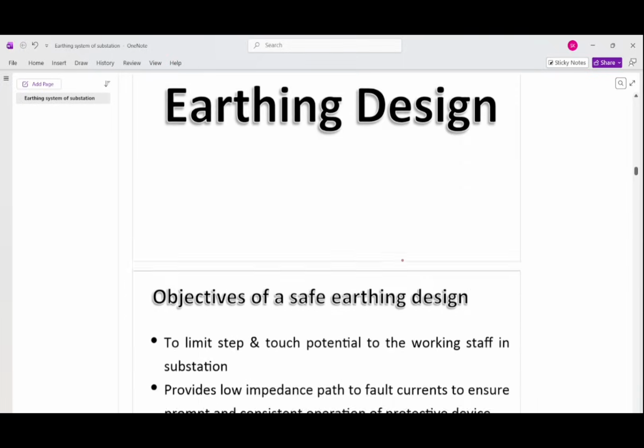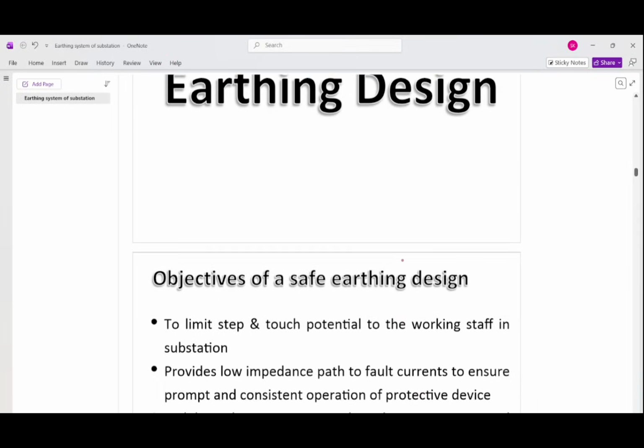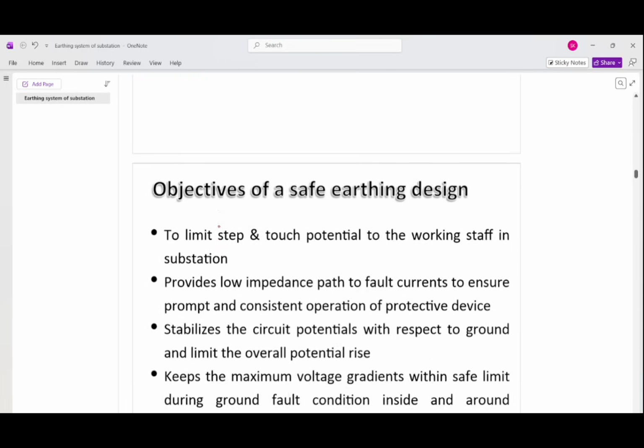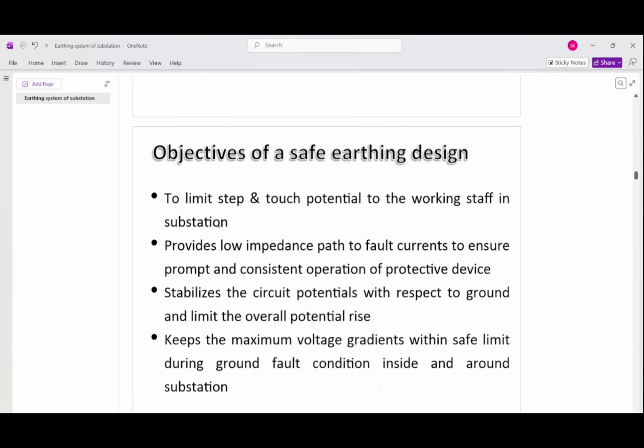So earthing designing, we will discuss now, the procedure for the earthing design. How earthing is designed, earthing calculations and all other required calculations and other specifications, how they are done. So to limit the step and touch potential to the working staff in the substation, what is the objective of the safe earthing design?